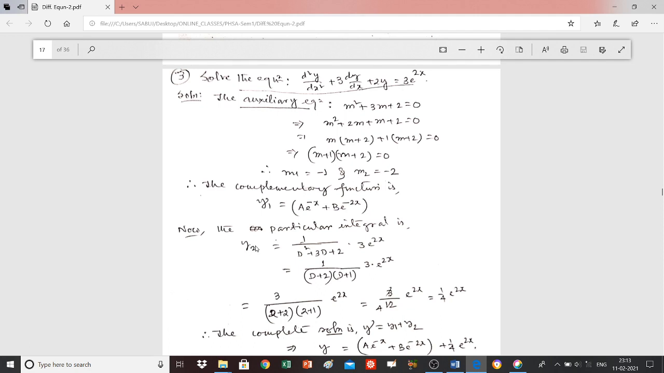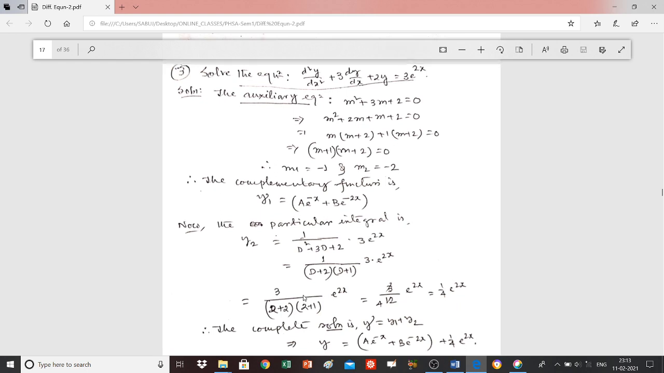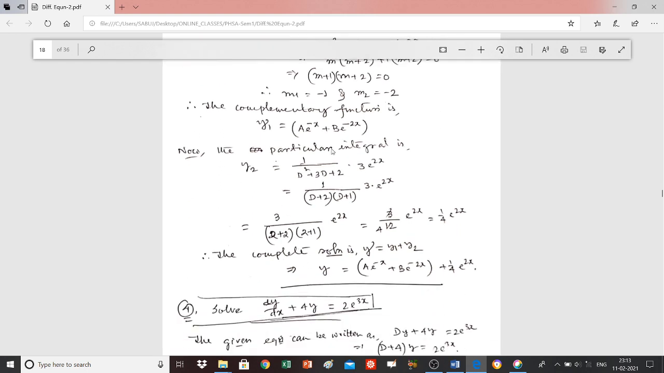The particular integral, you know that it can be calculated by using this formula, that is y2 is equal to 1 by f(D). f(D) here is D square plus 3D plus 2, and then the right hand side, that is e to the 2x. And you know that this can be factorized as (D plus 2)(D plus 1), so that is e to the power 2x.